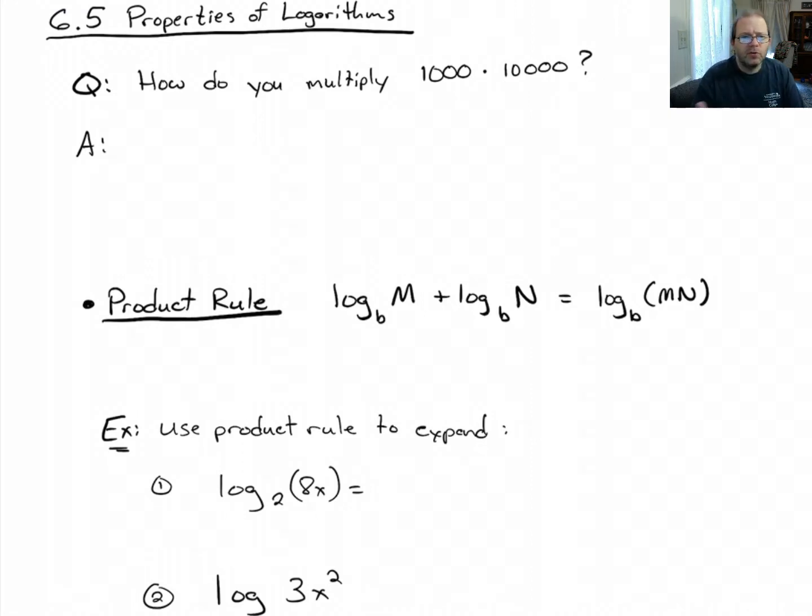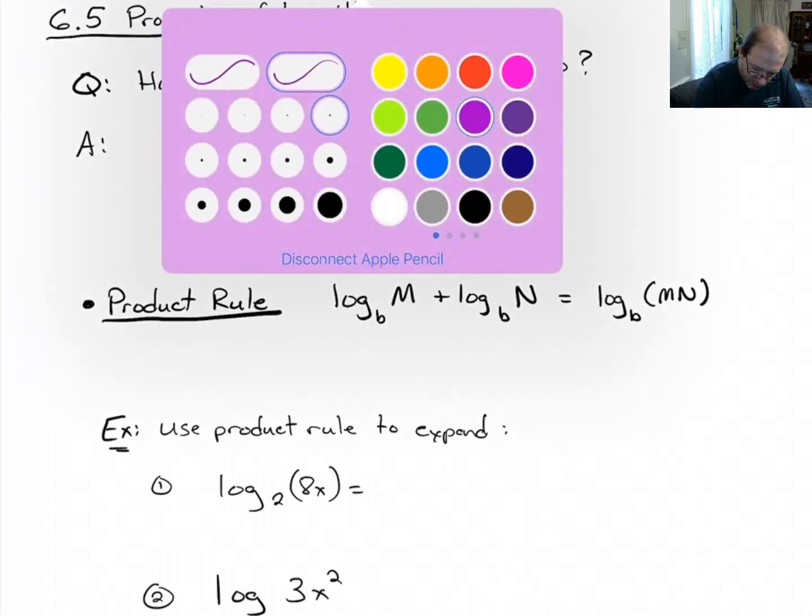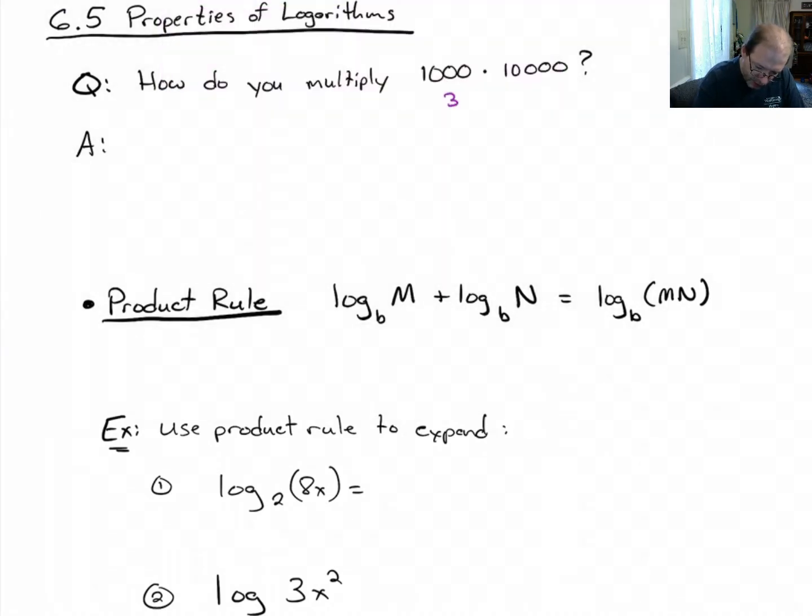But normally when you do this, what you would say is, let's see, we've got 3 zeros here and 4 zeros here. So the answer is going to be 1 followed by 7 zeros. Did I get that right? Let's see, 1 followed by 1, 2, 3, 4, 5, 6, 7. Yeah. So the answer here is we add the zeros, or add the number of zeros.